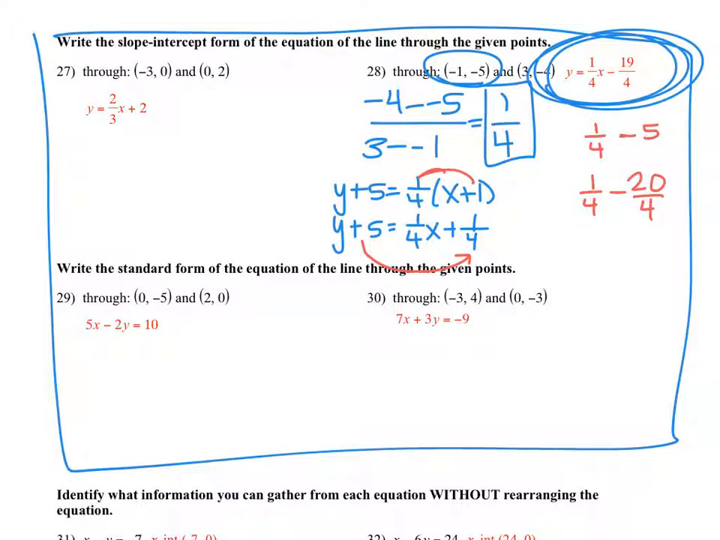The rest of those are all the same. 29 and 30 are the only ones that are a little bit different, and the only difference really is at the same step. If you look back on your previous page, instead of moving the 5 over, you're going to multiply by 4 to try to get rid of fractions if it's asking for standard form.